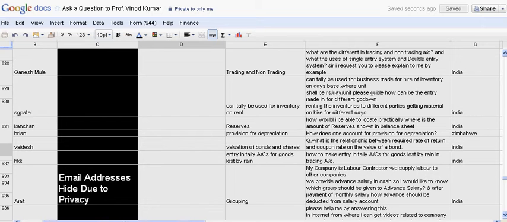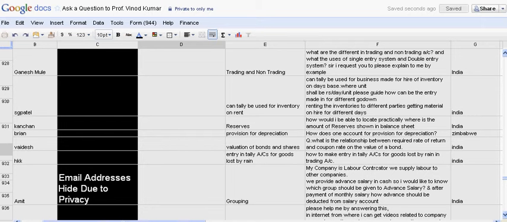Next question from S.G. Patel from India. He asked, can Tally be used for a business made for hire of inventory on a days basis, where the unit shall be rupees per day? Please guide how the entry can be made in different godowns renting the inventories to different parties, getting material on hire for different days.